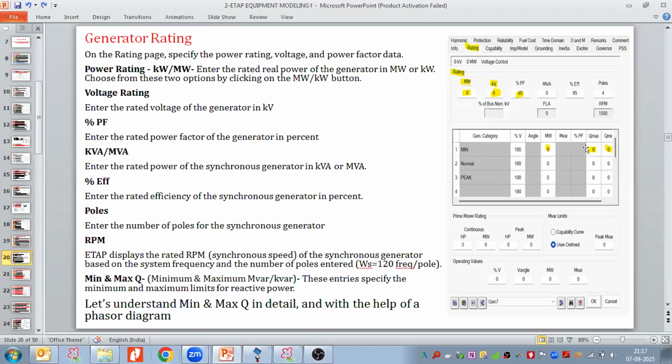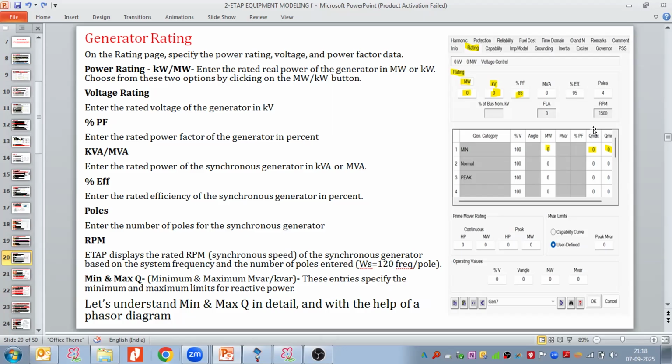So first of all, this value we get from the generator manufacturer data sheet that we can put over here. But in case we do not have the generator data sheet given by the generator manufacturer and we are doing the system studies, in that case we can also calculate it. Then how to calculate it?